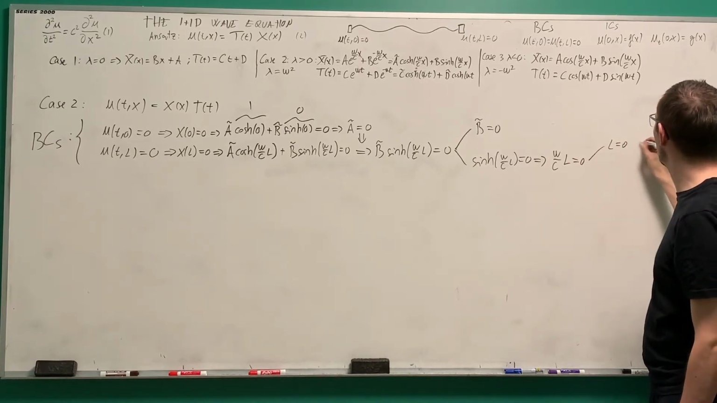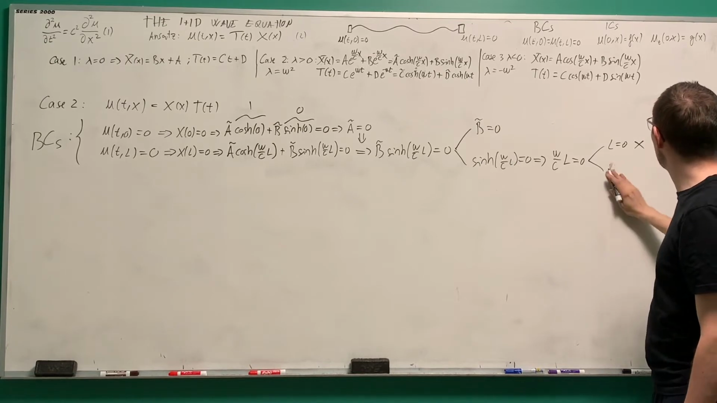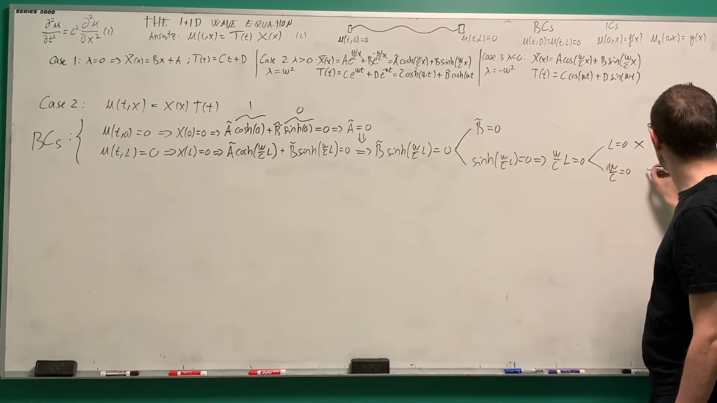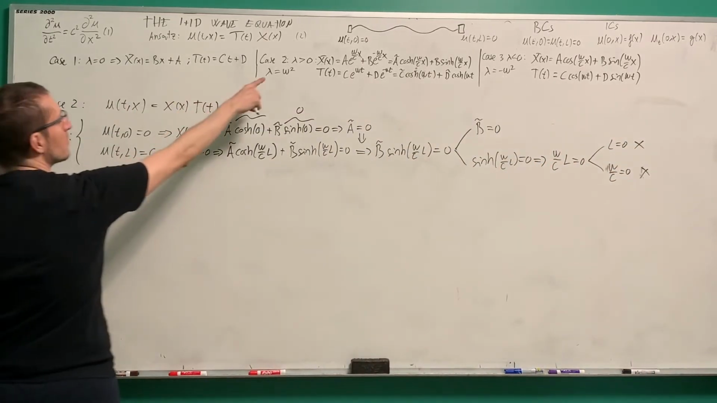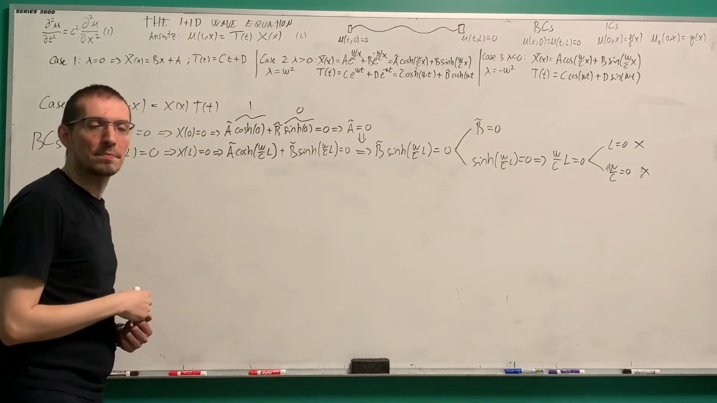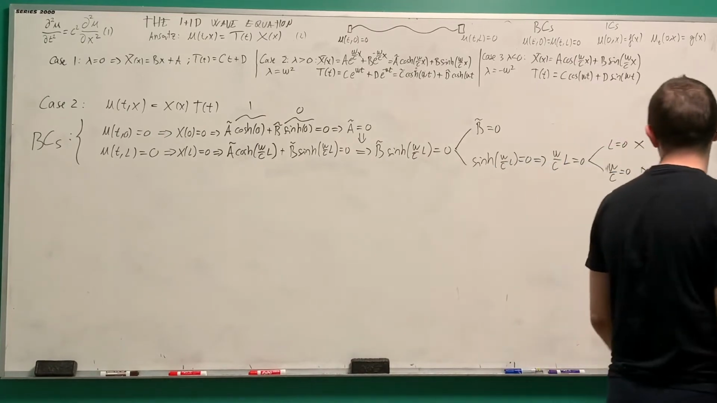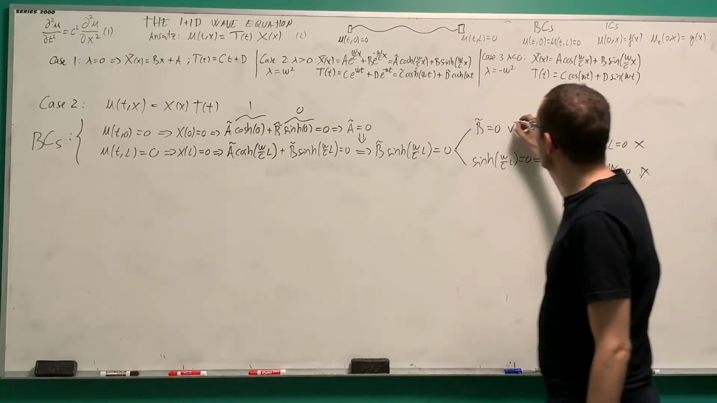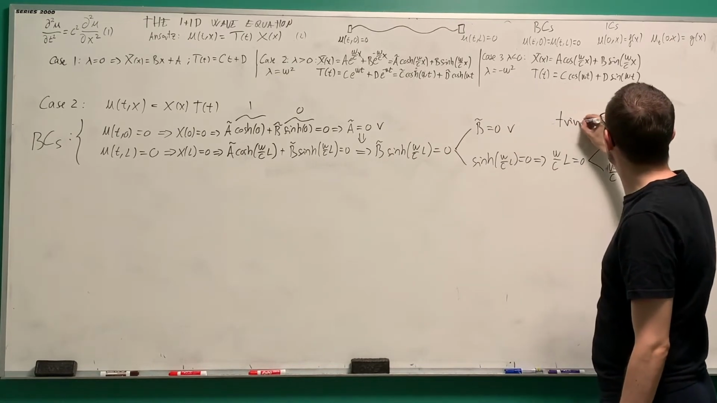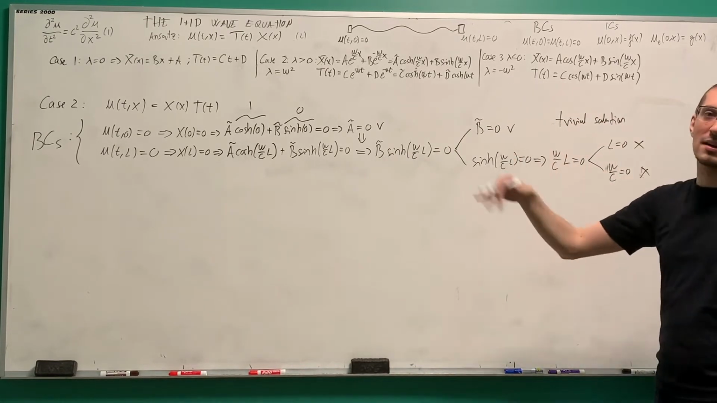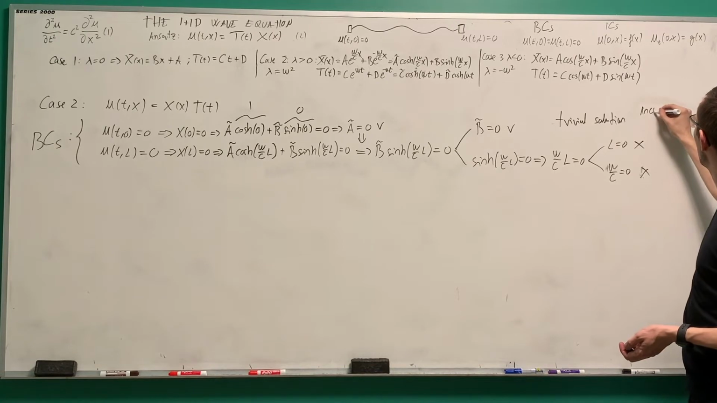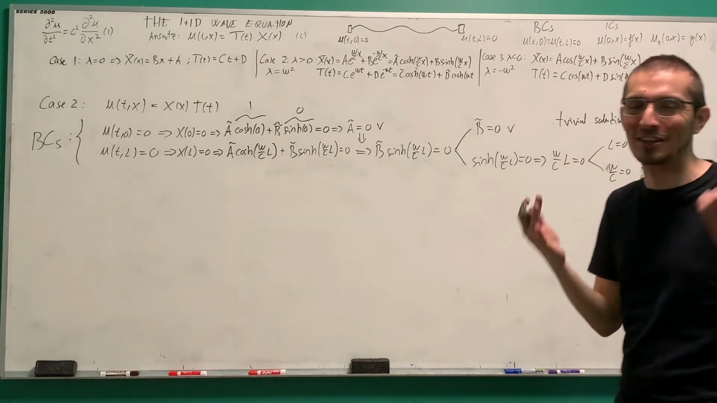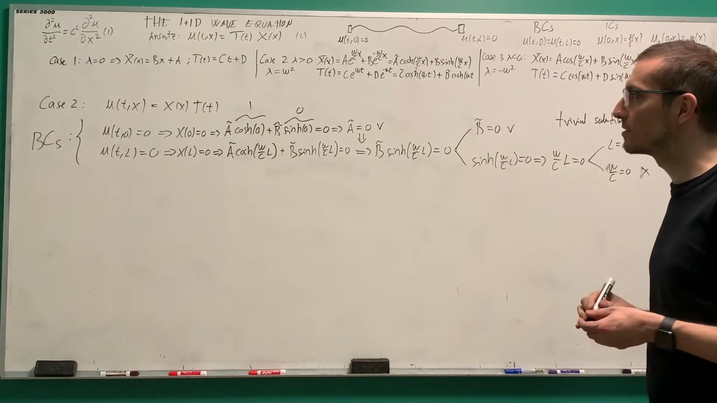What are the options here? L is 0, which is inconsistent. The other one, omega over C is 0, is inconsistent as well, because in case 2, lambda is omega squared and lambda is not 0, and C is a positive constant. So indeed, these two cases are not allowed. The only valid case here is B tilde equal to 0, which gives me the trivial solution, meaning the amplitude of the string will be 0 always and everywhere, and it's incompatible with initial conditions where something happens, where you moved it, or it's in a different shape. Wonderful, so case 2 gives me nothing.